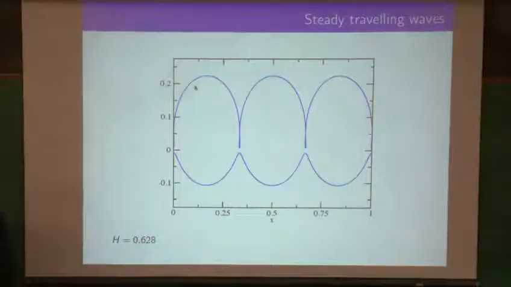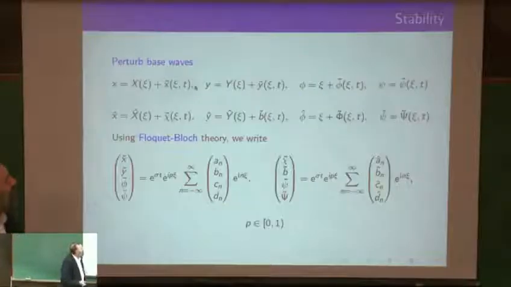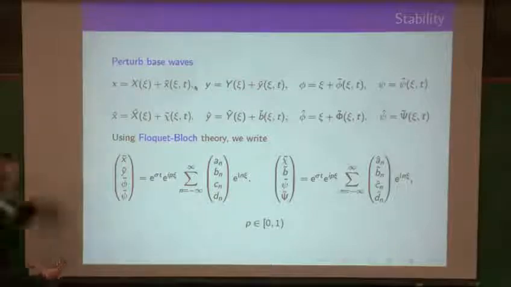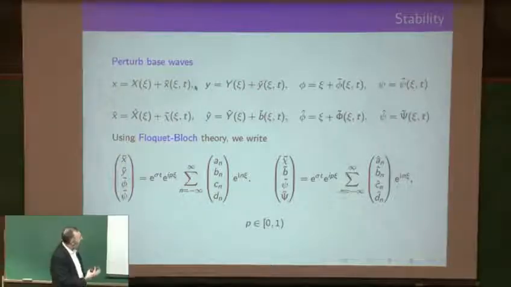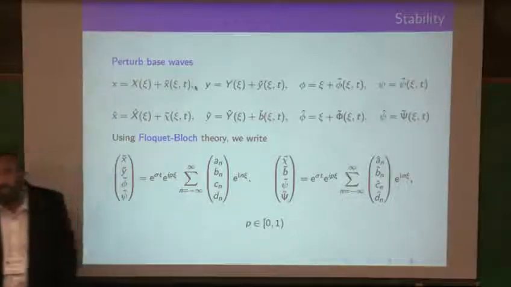There's much closer to the linear stuff when they start. So this is sort of three branches. I'm not going to spend much time on them. I'm going to the main problem now, the stability. You perturb the capital X and capital Y, which are now the steady ones. You perturb them, and you have eight of them.